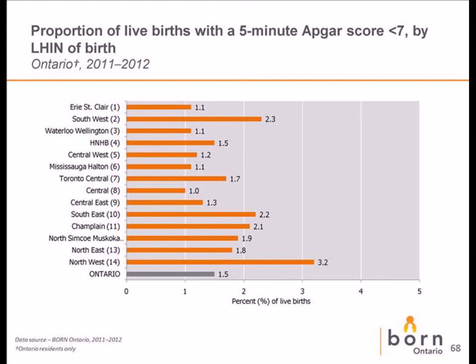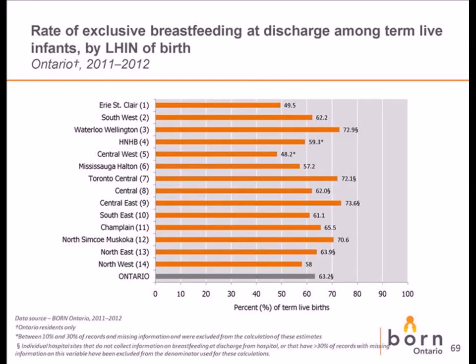Ideally, what we'd like to do is to have an indicator where we could look at Apgar scores combined with cord gases. And I think in subsequent years, we'll be able to do that better as we have better ascertainment of cord gases.